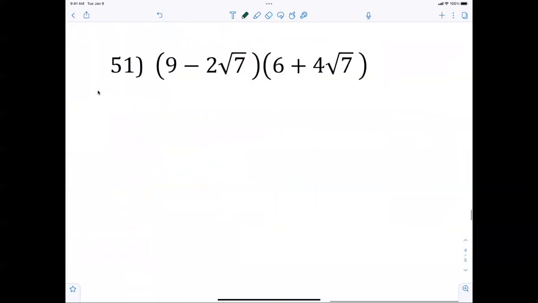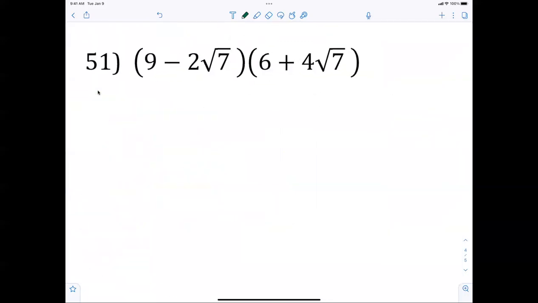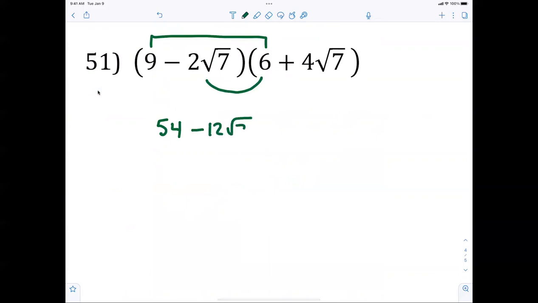51. All right. Now we have time to do the little smiley faces for those of us who still don't know that. All right. 9 times 6 is what? 54. Now I like to do this smiley face. How much is that? Negative 12 radical 7. Negative 12 radical 7. Come on, participate. This right here is how much? 36 radical 7. Plus 36 radical 7.